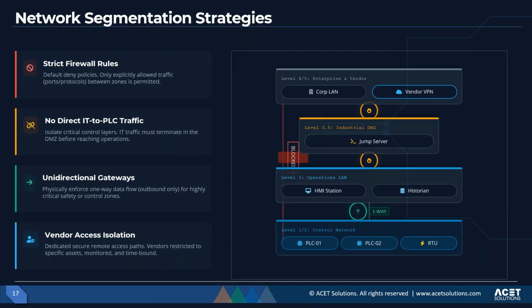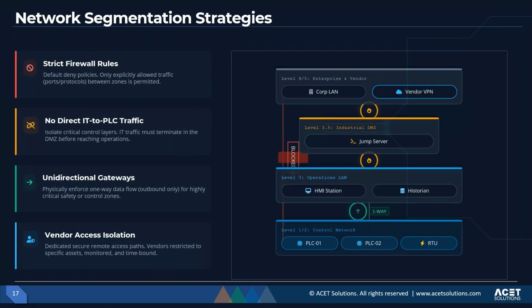And finally, vendor access isolation. It is essential for managing third-party connections. Vendors should connect only through a dedicated, time-bound, secure remote access gateway, and their session should be restricted to the specific equipment or VLAN they are authorized to support. This prevents a vendor compromise from becoming an entry point into the OT system.